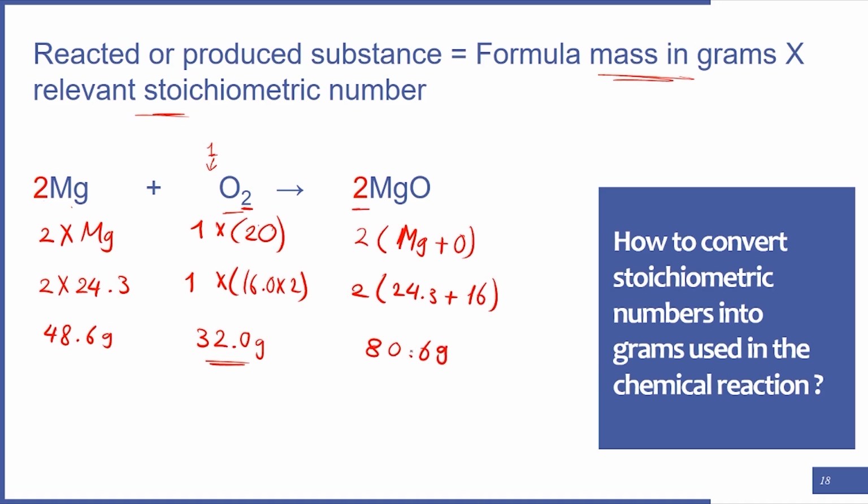You can see that if we burn 48.6 grams of magnesium in the presence of 32 grams of oxygen gas, we will form 80.6 grams of magnesium oxide. We call oxygen gas the limiting reagent because it is present in less amount than magnesium. The limiting reagent is the reactant that is completely used up in a reaction and thus determines when the reaction stops. Usually it is the reactant that is present in less amount than the other reactants.